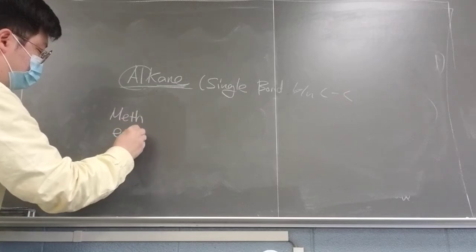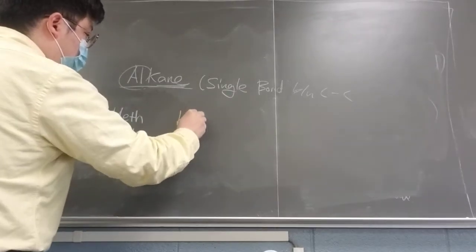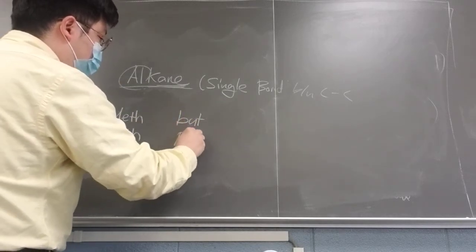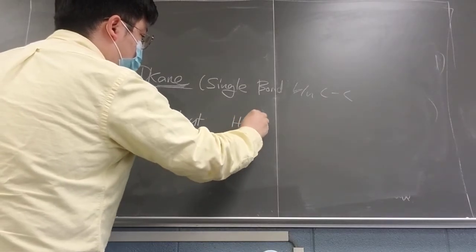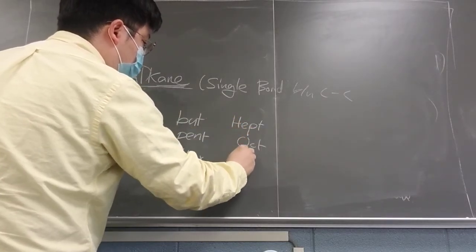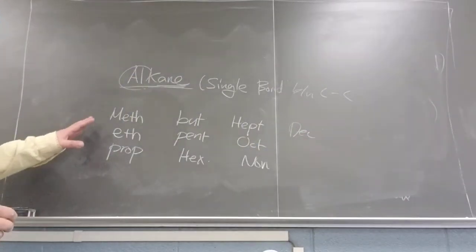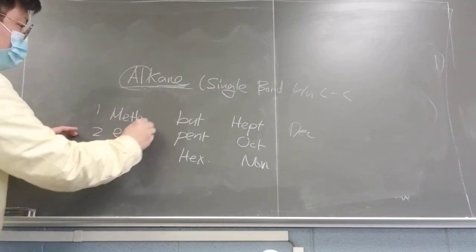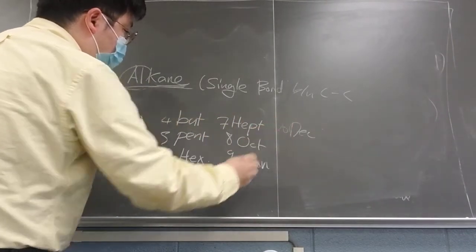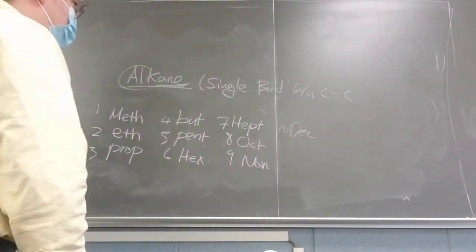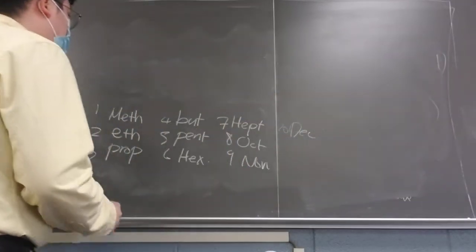eth, prop, but, pent, hex, hept, oct, non, and dec. Okay, so this is all you have to know for 1, 2, 3, 4, 5, 6, 7, 8, 9, 10. This is for the base of the nomenclature.